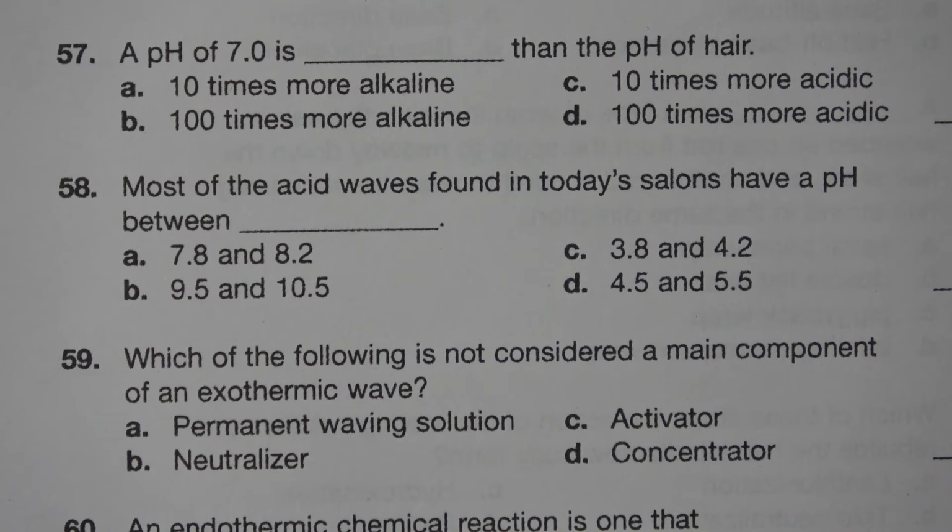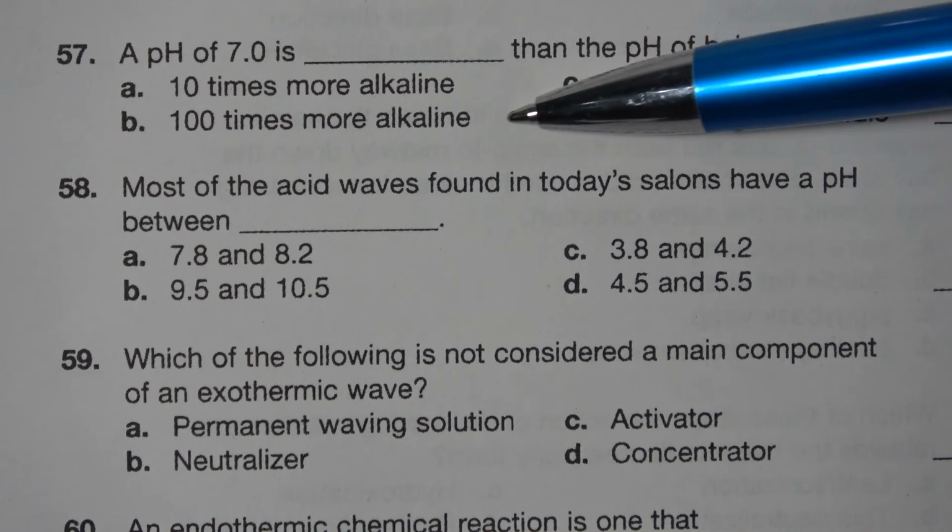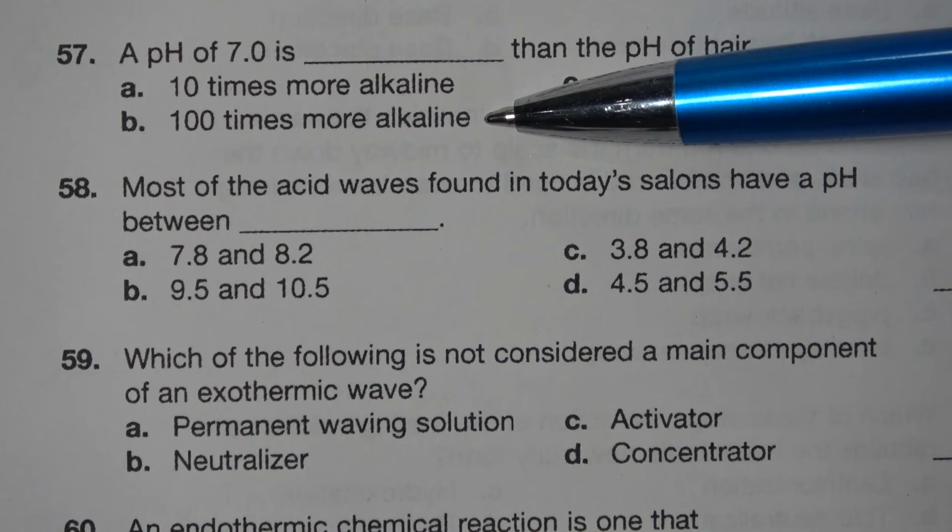Number 57. A pH of 7.0 is blank than the pH of hair. Is it A, 10 times more alkaline, B, 100 times more alkaline, C, 10 times more acidy, or D, 100 times more acidy? And your correct answer is B, 100 times more alkaline.